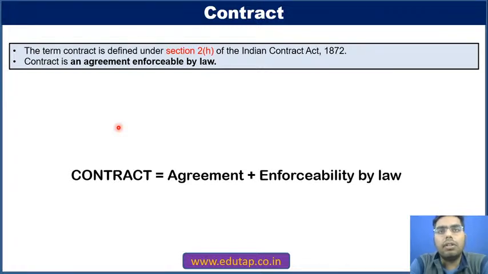For example, if I'm asking a girl that I want to marry you, that is a proposal. When she accepts it, it becomes a promise. Now when we marry each other, there is a legal enforceability of that. We have gone to the marriage registrar and signed the marriage certificate, and now we are married. Now we are a happy couple. So that becomes a contract.